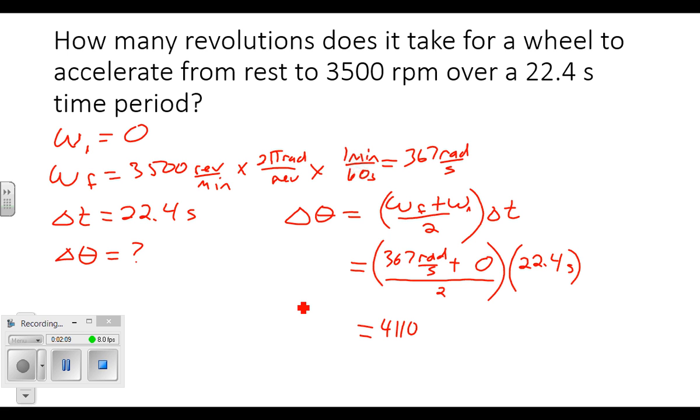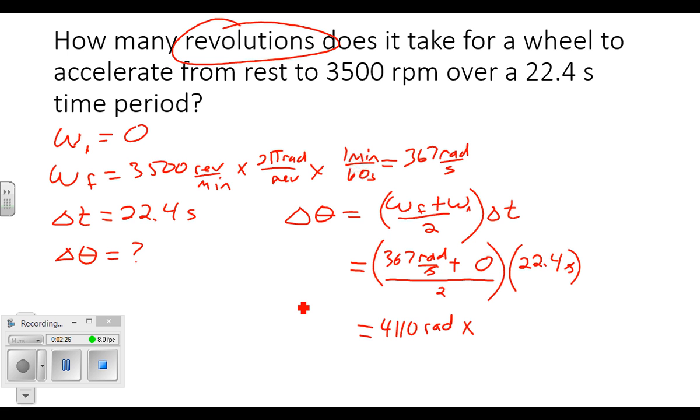4,110, and that will come out in radians. If you look at the units, you'll see that the seconds will cancel out. We'll end up in radians. We can't leave it in radians because the question asks for revolutions. So we can do that pretty easily. Let's just go ahead and do a unit conversion here.